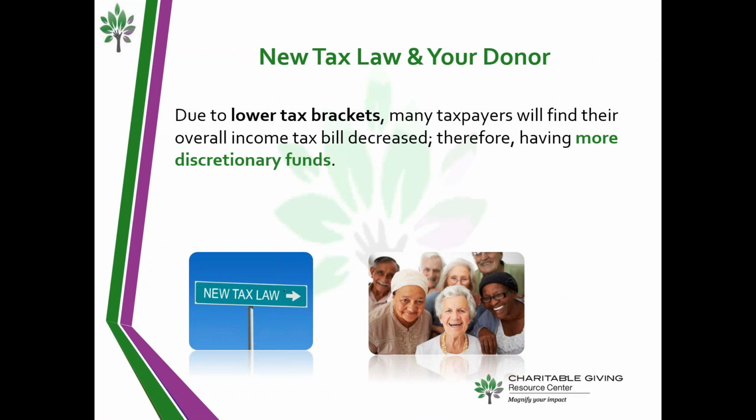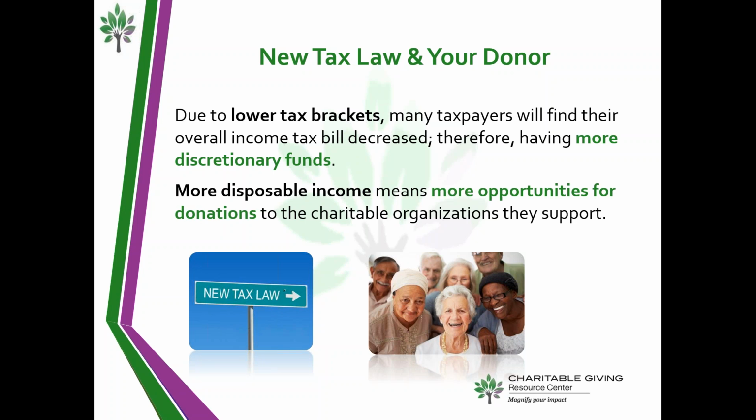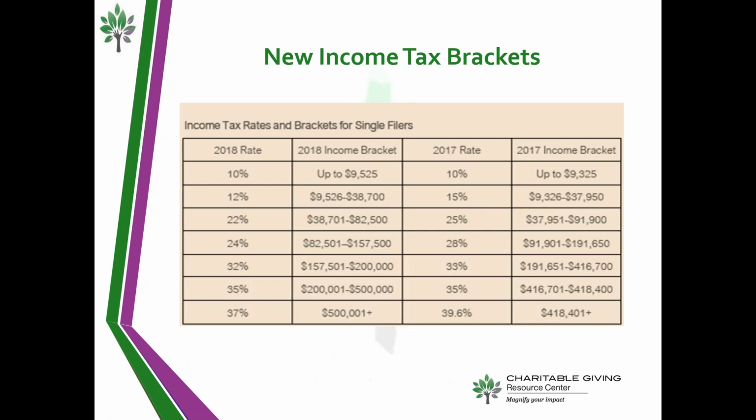So, we got some new lower tax brackets, and we believe many taxpayers are going to find that their overall tax bill is going to be decreased, giving them more discretionary funds with which to make contributions to your nonprofit and to help the economy and all that good stuff that the tax law was designed to do. More disposable income means more opportunities to donate to charitable organizations that they care to support. So here is just a quick example. This is the single tax filer chart, and the following slide will be a joint. And we just compared the 2018 income brackets and the percentage of tax versus 2017 on the right.